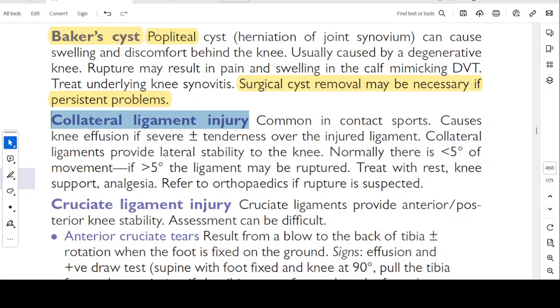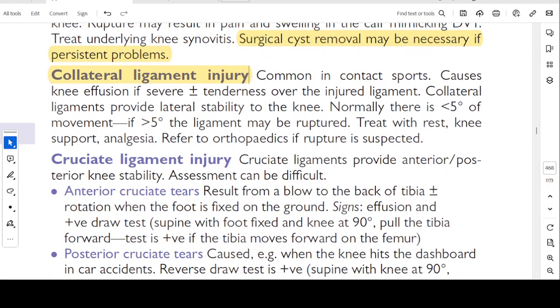Collateral ligament injury. Common in contact sports. Causes knee effusion if severe, plus tenderness over the injured ligament. So medial collateral ligament or lateral collateral ligament, whichever one is injured, there will be tenderness over the ligament and there will be knee effusion.